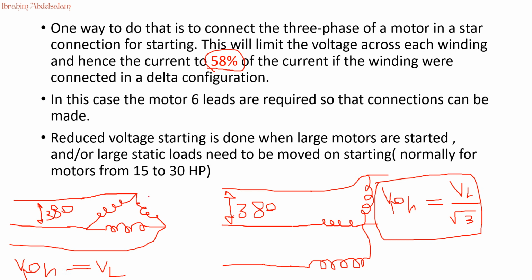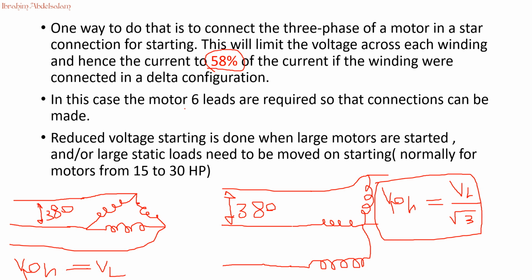Why? Because in case of direct online connection in delta form, the phase voltage equals the line voltage, so we have a very high starting current here. But if connected in star form, each winding gets the phase voltage, not the line voltage, and the phase voltage is less than the line voltage by 1 over root 3.